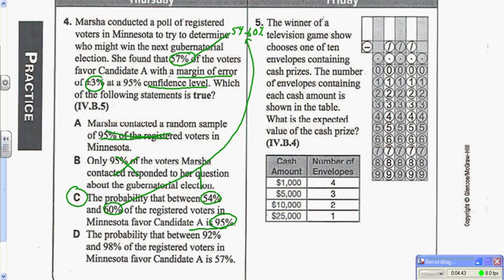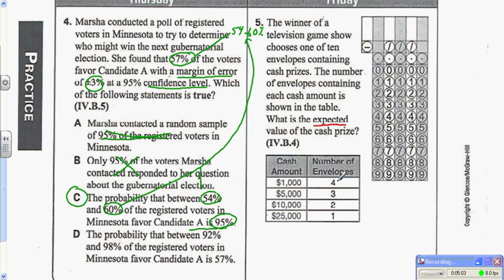Number 5, the winner of a television game show chooses one of 10 envelopes containing cash prizes. The number of envelopes containing each cash amount is shown in the table. What is the expected value of the cash prize? Now, expected value means we're going to take the probability of winning times the dollar amount.